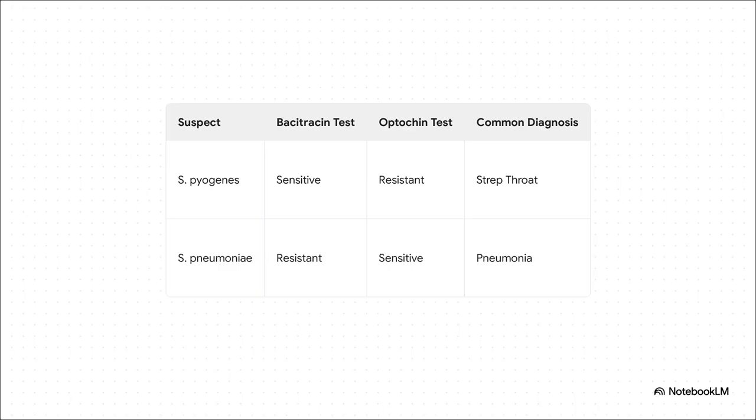This is where the lab work gets really clever. Almost like bacterial fingerprinting. They can pinpoint 2 of the biggest culprits using 2 different antibiotic discs, bacitracin and optochin. Streptococcus pyogenes, the bug behind strep throat, is sensitive to bacitracin, but Streptococcus pneumoniae, a huge cause of pneumonia, is sensitive to optochin. It's a clear-cut way to get a positive ID.